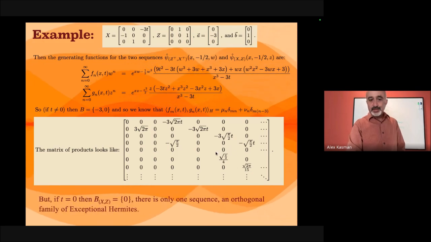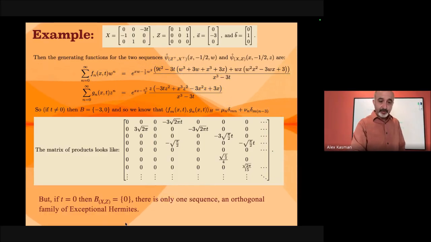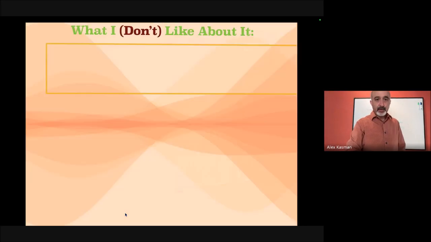But if t equals 0, then this term goes away, these are all 0, then you get actual orthogonality, and those are the exceptional Hermites, which people have been studying since 2008, but I kind of derived them without even knowing that from the KP hierarchy.